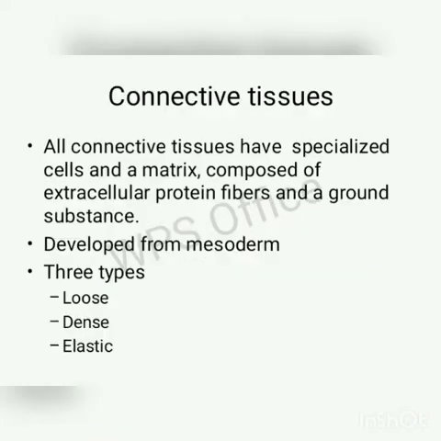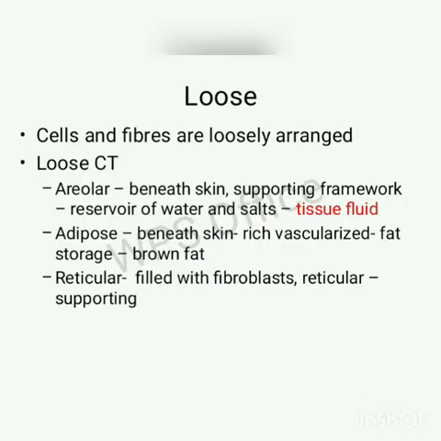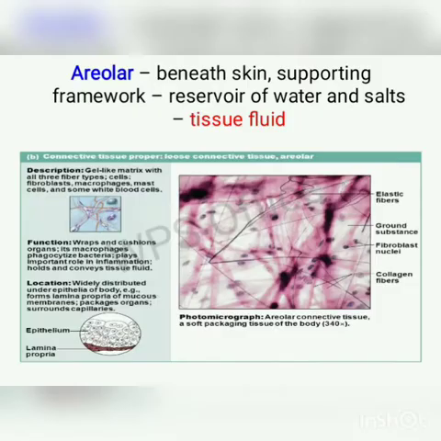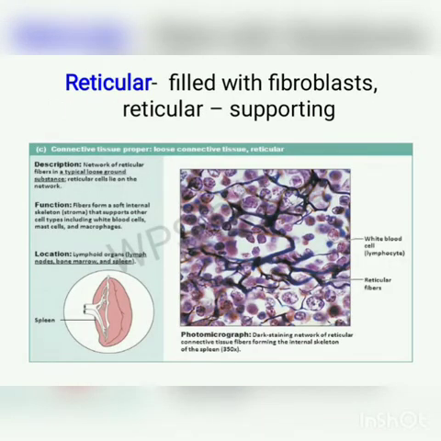Connective tissues are specialized cells and have a matrix composed of extracellular protein fibers and a ground substance. It is divided into three: loose, dense and specialized connective tissue. In the loose connective tissues, the cells and fibers are loosely arranged. They are areolar, which is found beneath the skin, and adipose, which is rich with fat storage. There are two types of fat. Reticular means it is filled with fibroblast reticular cells, which are helpful for supporting.